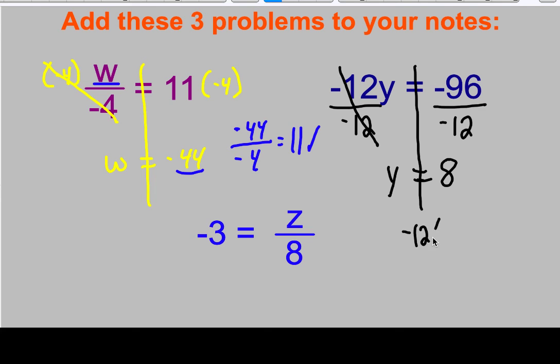Quick check. -12 times 8. -12 times 8 really is -96.